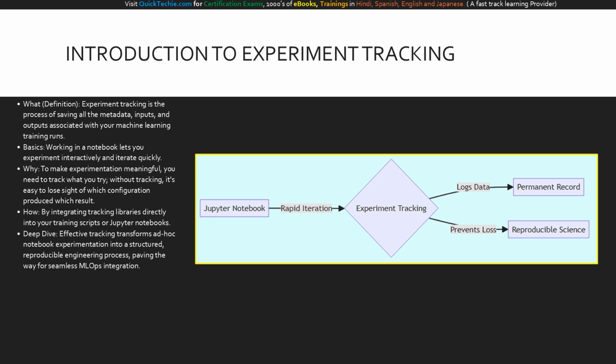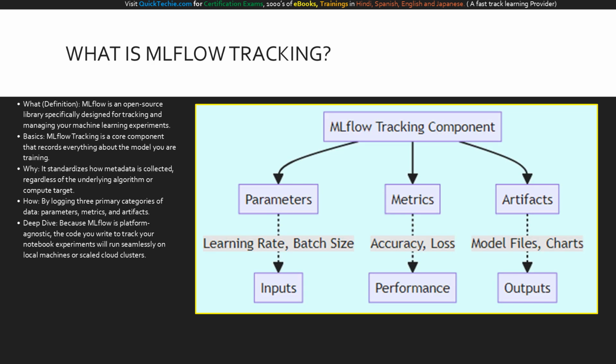We convert our fast-paced notebook experiments into an organized, permanent record of our scientific process, ensuring every trial is fully reproducible. Take a look at this flowchart. On the left, we start with our Jupyter notebook, the hub of our rapid iteration. Every time we execute a training run, that data flows into our experiment tracking engine in the center. Instead of just disappearing when we close the browser, this engine routes the metadata into a permanent record, ensuring reproducible science on the right. This visual perfectly captures why tracking is the critical bridge between chaotic experimentation and professional machine learning engineering.